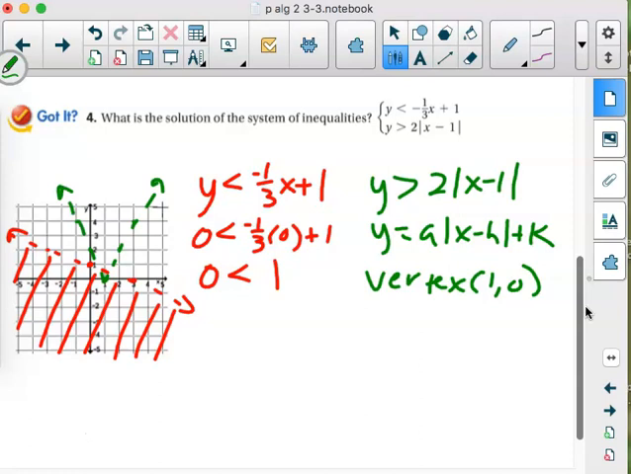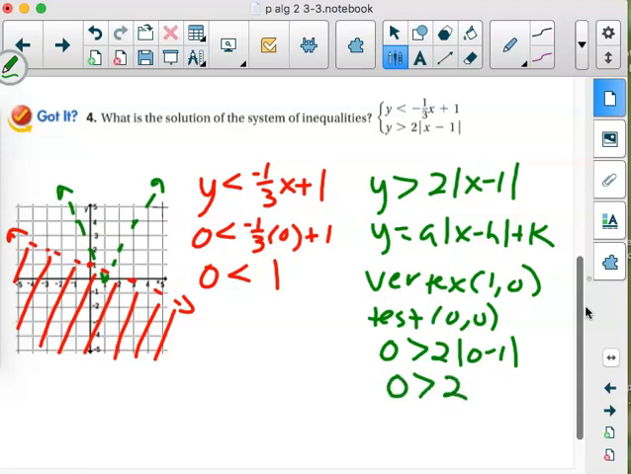Would it be a good idea to test 0, 0 for that one? Why not, right? It's not on the V. Let's try it. So test 0, 0. 0 is greater than 2 times the absolute value of 0 minus 1. 0 minus 1 is negative 1. What's the absolute value of negative 1? 1. 2 times 1 is 2. Is 0 greater than 2? No. So I can't shade outside the V. I have to shade inside the V.